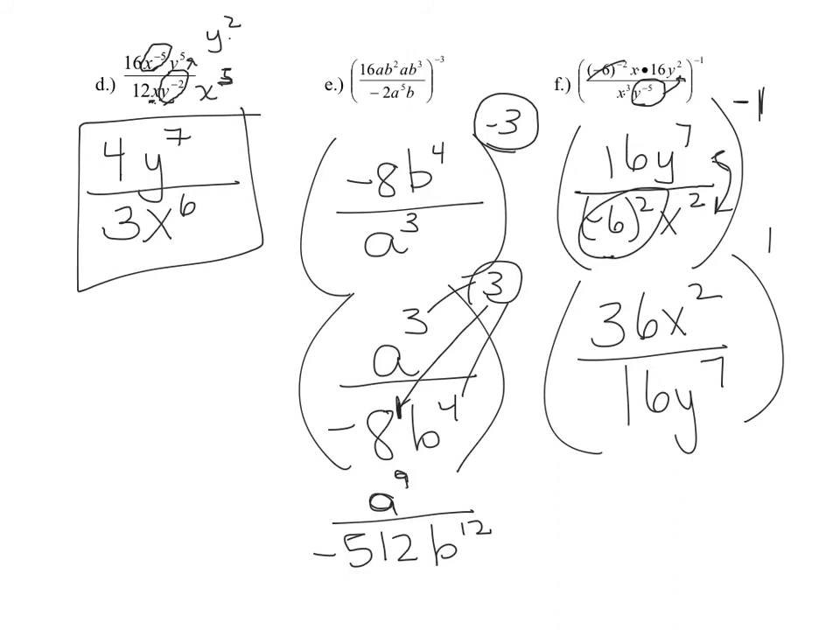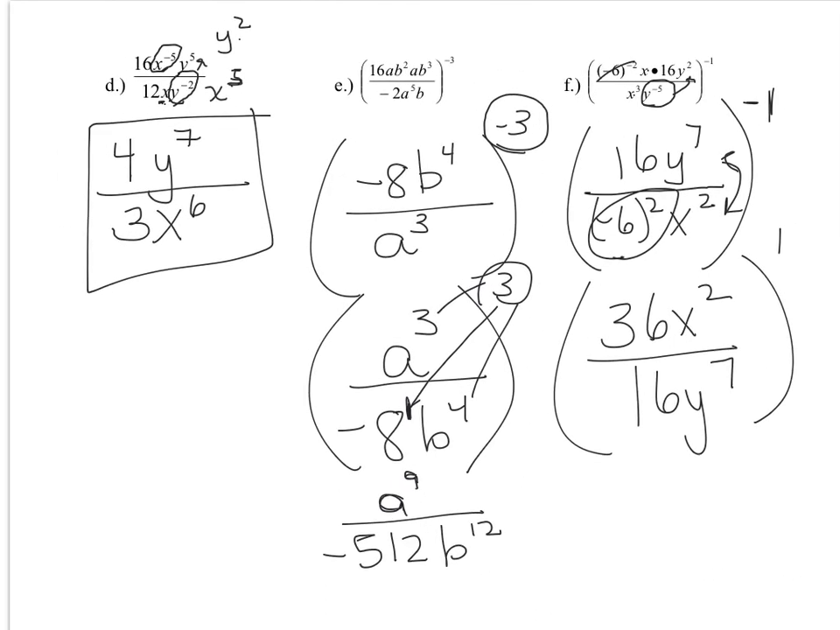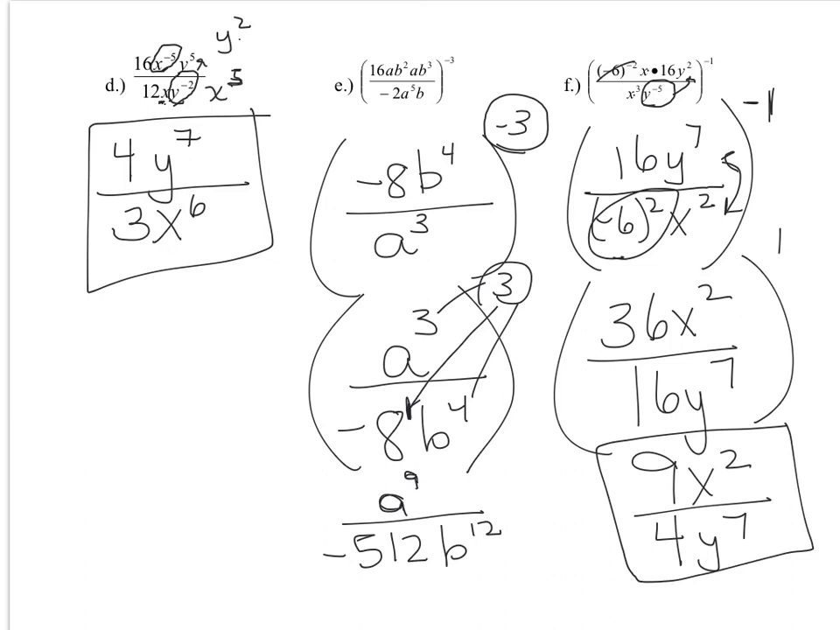36 and 16 are divisible by 4. 36 divided by 4 is 9. So we've got 9x to the second over 16 divided by 4 is 4, 4y to the 7th. The whole thing was to the first power, so bring in that first power, and you still just get 9x to the second over 4y to the 7th.